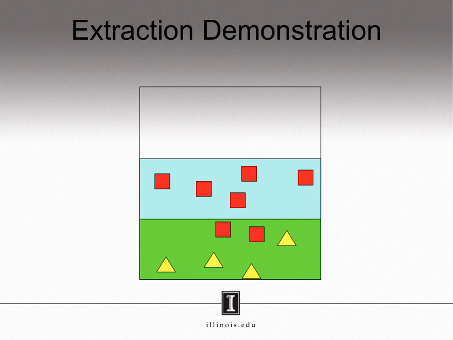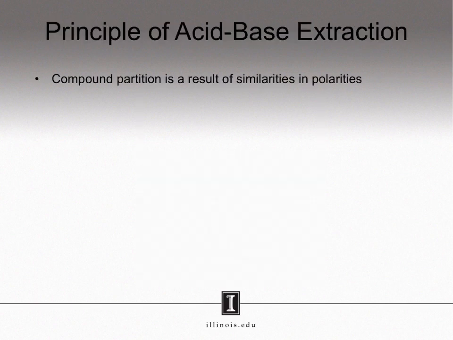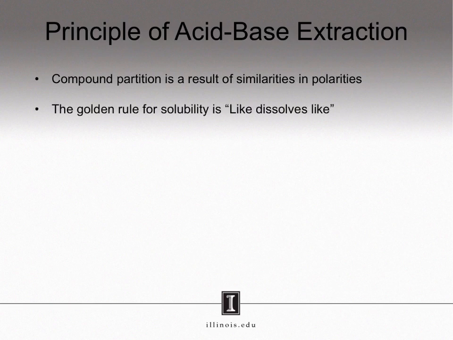One note before I continue. You will notice that not all of my red squares have entered the aqueous layer. That is because compounds will always have some solubility in both solvents. What determines which layer a compound favors is that compound's polarity in comparison to the polarity of the solvents. The general golden rule for an extraction is like dissolves like.